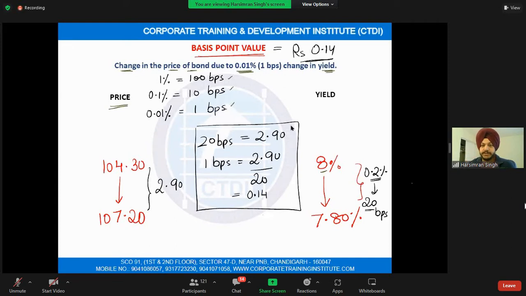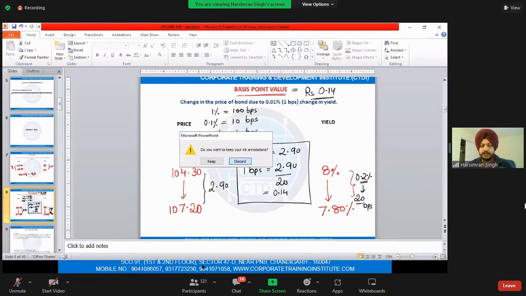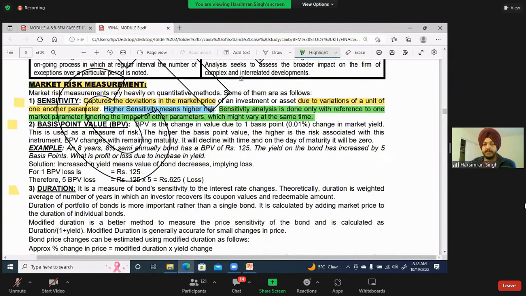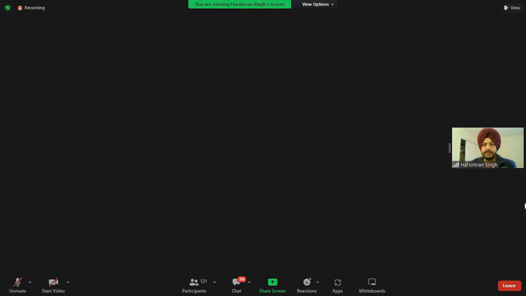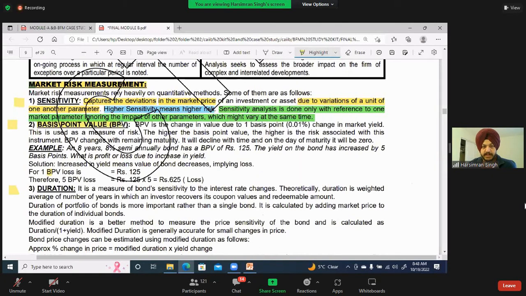All right. Now, next we come to duration. First let us read the theory of this BPV. So, what is BPV? Basis point value is a change in the price of bond due to 1 basis point change in yield. Here we specify that due to 0.01% change in yield, what will be the change in the price of bond? This is also used as a measure of risk.